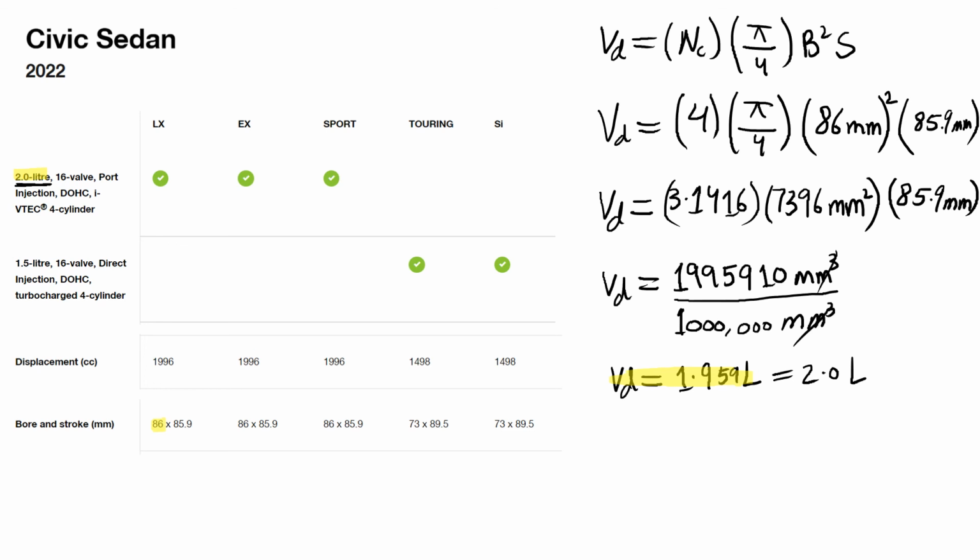However, if you look at this Touring and Honda Civic Si, the bore for that is quite a bit smaller than the stroke, right? So this is undersquare. Both of these are undersquare. And these three are almost square, so near square, so we'll just write square because they're very close, and that 0.1 is negligible at this point.